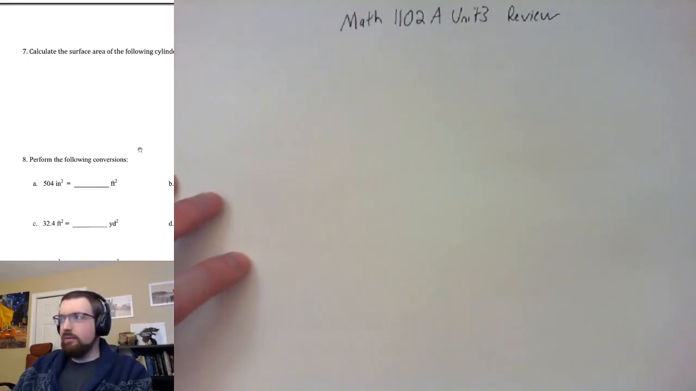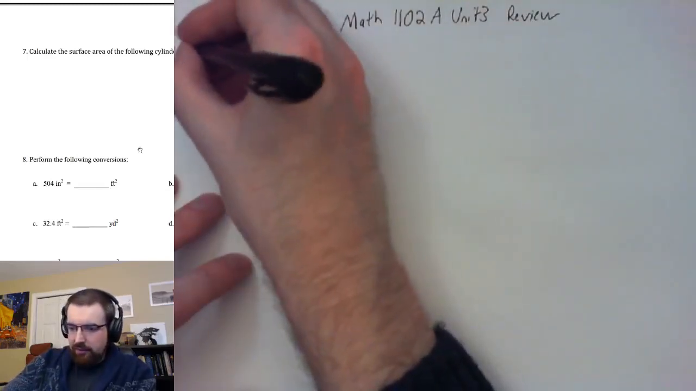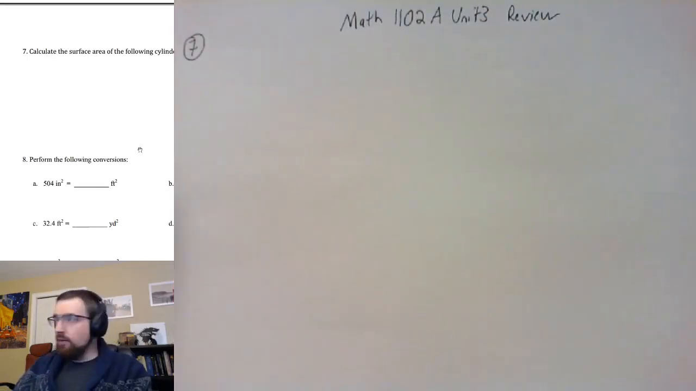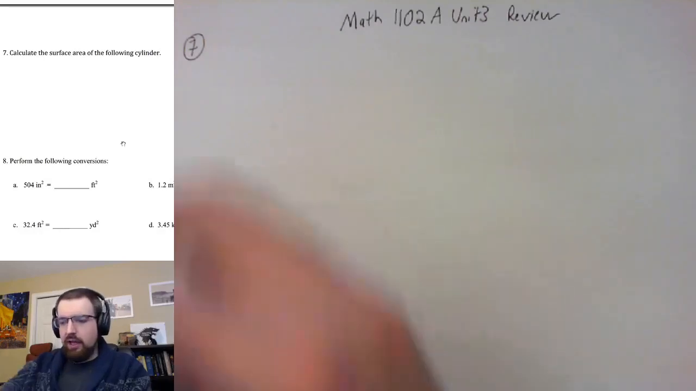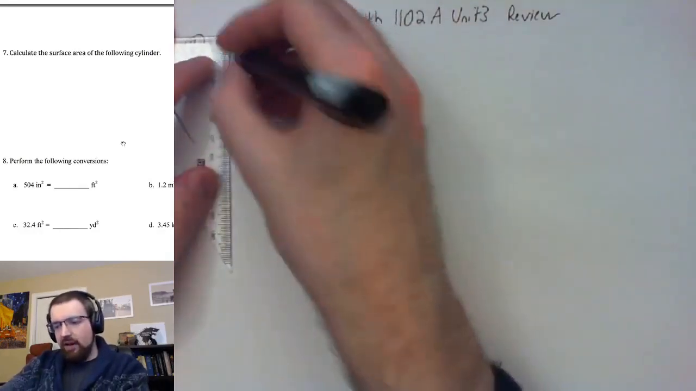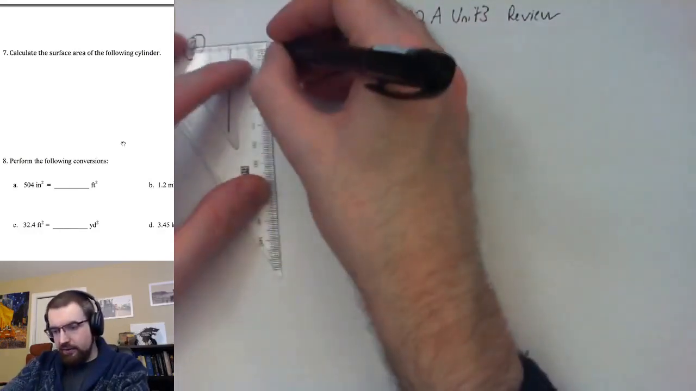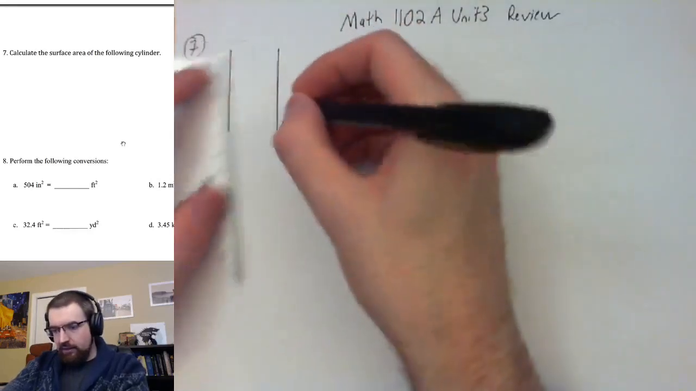Unit 3 review. Okay? So then question 7. Well, we're looking for the surface area of a cylinder. I think the surface area of the following cylinder. Okay? So I'm just going to draw myself out a cylinder over here.